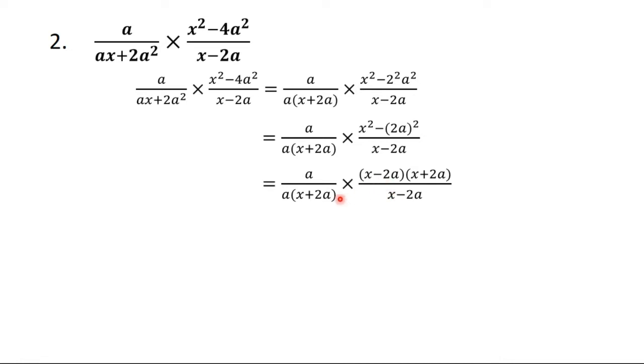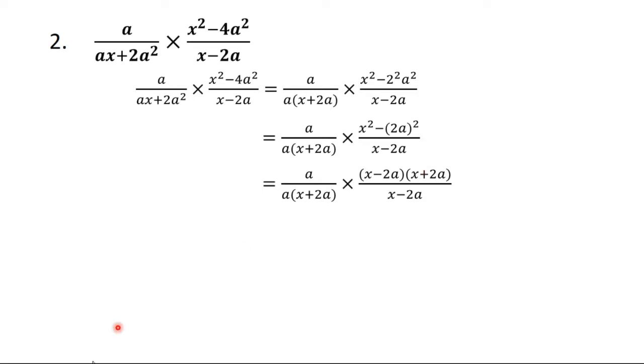Now when you write it, we know that you are going to get a over a into bracket s plus 2a times s minus 2a in one bracket, s plus 2a in the other bracket, all over x minus 2a. So this is how to expand this difference of 2 squares. If you watch the video on the principles of difference of 2 squares, you are going to get this.